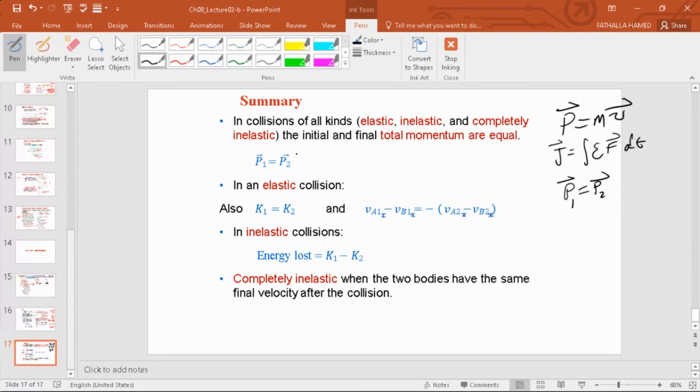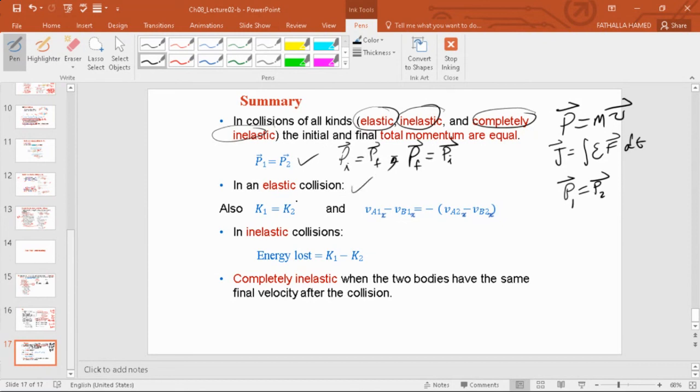So we assume in the collision that the time or duration is very short and the interaction forces are much, much greater than external forces. So we consider it as an isolated system. And we talked about, in this lecture, three types: elastic, inelastic, completely inelastic. In all these three cases, your momentum is conserved. You may see in different books where they say initial should equal final, or they may say that final should equal initial.